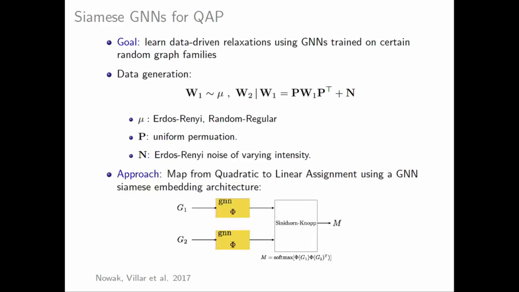So what we are trying to do is map this quadratic assignment problem into a linear assignment problem by taking the graphs G and embedding each of them with a Siamese architecture that is going to produce a bunch of features for every node. Now, once we are in this feature space, we can just solve the linear assignment problem.